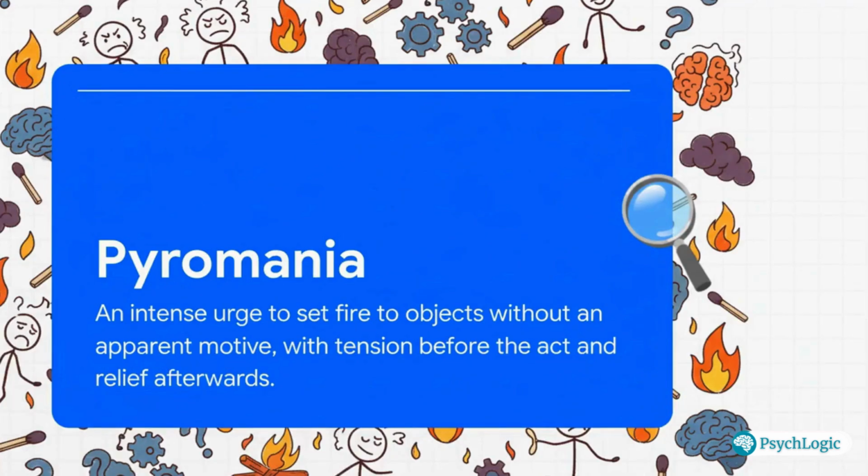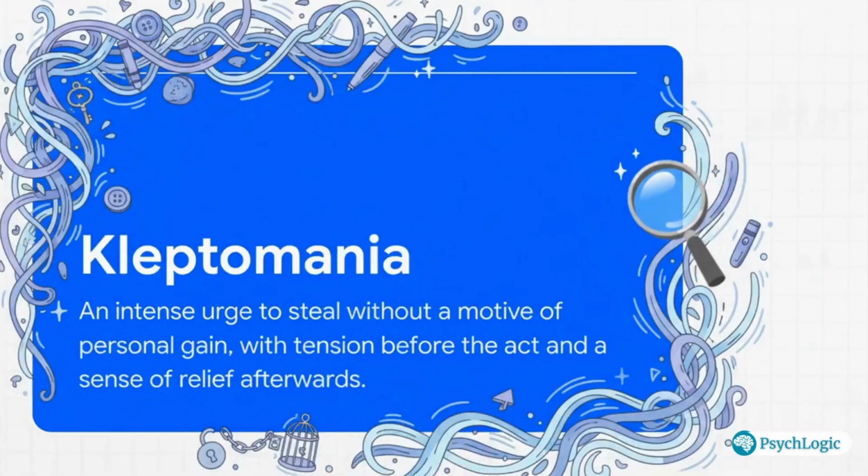Next up, pyromania. And you see the exact same pattern. This isn't arson for money or revenge or some other external reason. The motive is purely internal. This intense urge to set fires, which follows that same script. Tension before and a sense of relief after. And it's the same story with kleptomania. A person steals things, not because they need them, not for their value, but simply to satisfy that powerful internal urge. And just like the others, completing the act brings that temporary feeling of release.